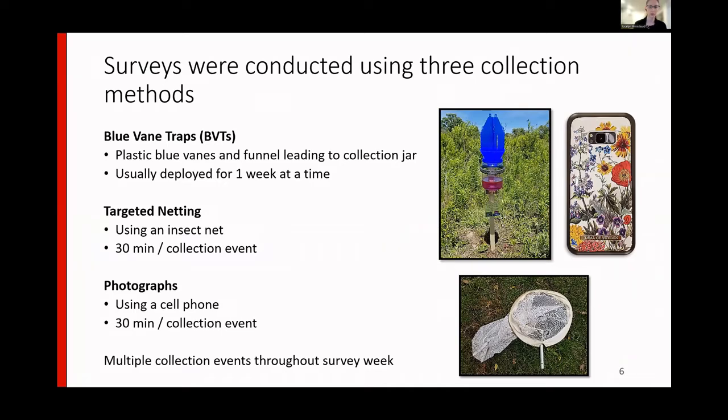For instance, all 3 regions used the same collection methods. So blue vane traps, which are shown in the picture on the left, were either placed on stands or in the ground, and they are typically deployed for a week at a time. Targeted netting used an insect net to collect bumblebees for 30 minutes per collection event. And photographs were done using cell phone cameras for 30 minutes per collection event, with multiple collection events done throughout the survey week.